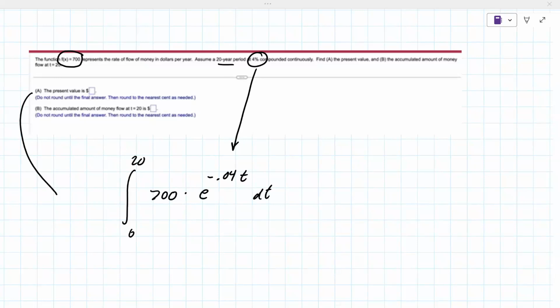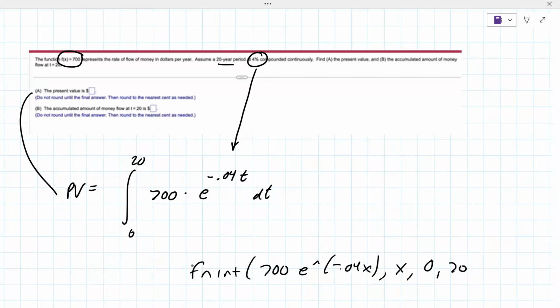That is the present value calculation. So again, it's a calculator thing. Do the best you can on that. So in your problem, you got a little different thing. It'd be fnInt(700e^(-0.04x), x, 0, 20). So you can see that you always put in the variable, and then a and b are your limits of your integral, and this is your function.